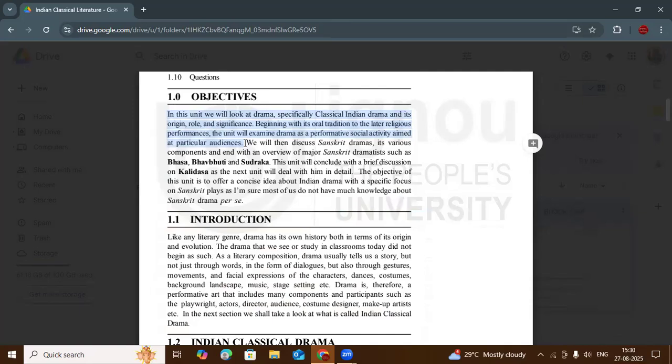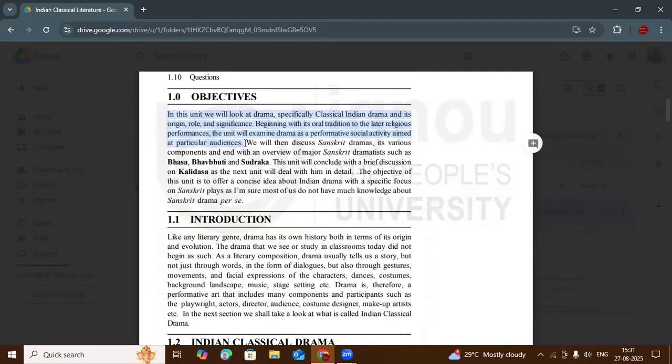So what is per se? Have you got any idea what is per se? You can see in the textbook, the last word. Per se is a Latin expression that means by itself or in itself. So if we change per se into in itself, I am sure most of us do not have much knowledge about Sanskrit drama in itself. We may not have that much idea about Sanskrit drama. That's why we are going to study more and more about Sanskrit drama.